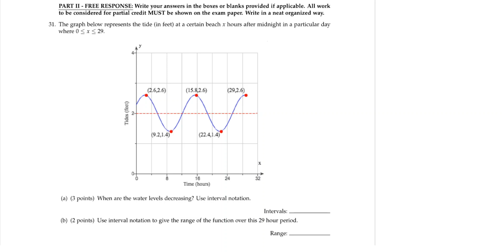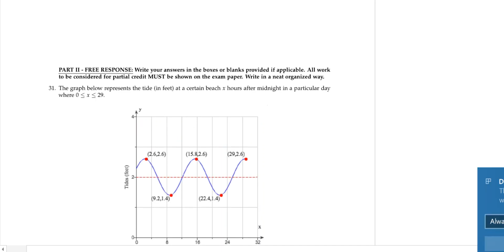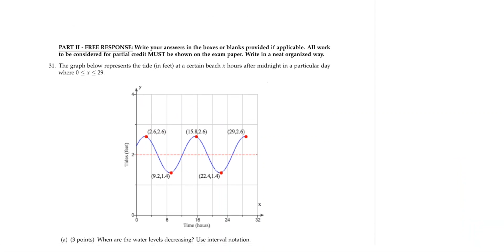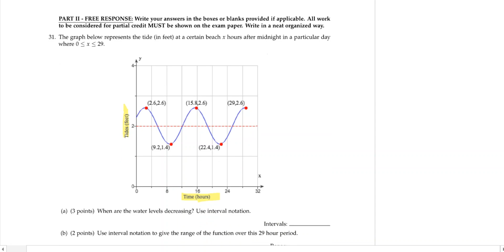All right, now for the free response, make sure you show all your work on the final. So the first question says that the graph below represents the tide in feet at a certain beach X hours after midnight in a particular day. So this is your X.